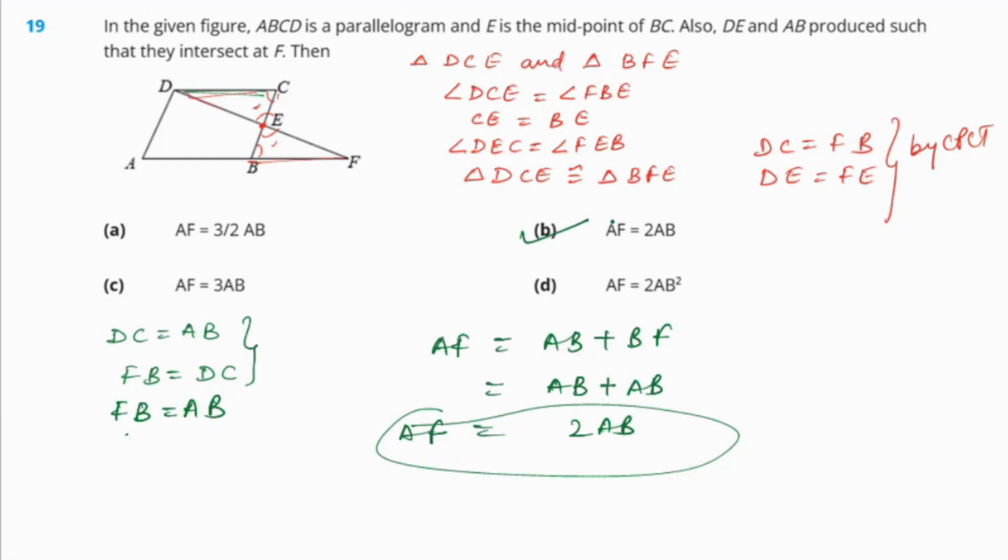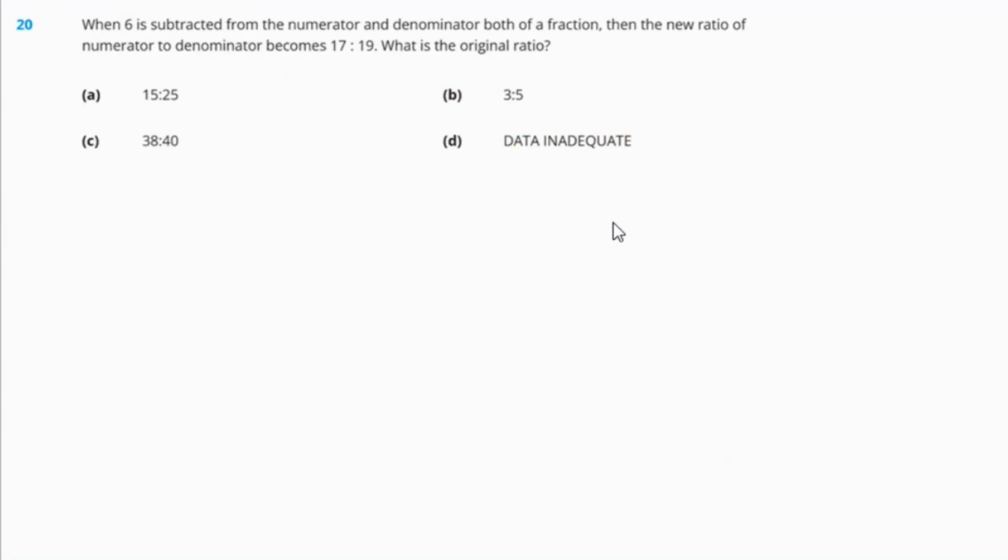Now the next question: if 6 is subtracted from both the numerator and denominator of a fraction, then the new ratio of numerator and denominator becomes 17:19. What is the original ratio? So when 6 is subtracted from both the numerator and the denominator, we need to figure out the new ratio.